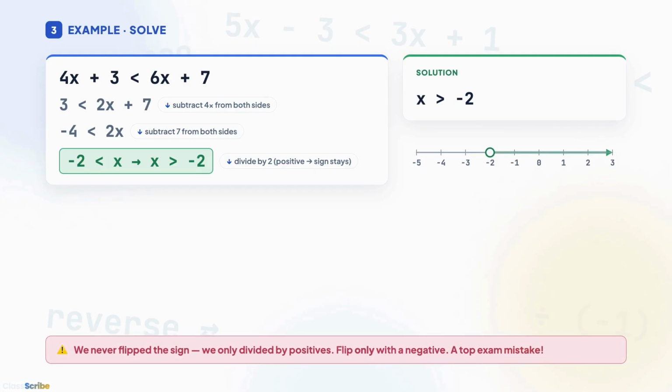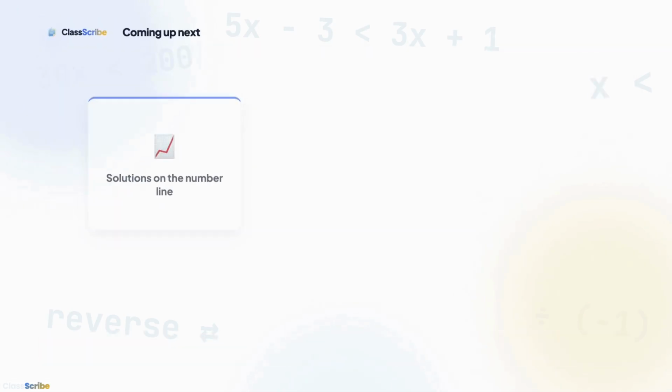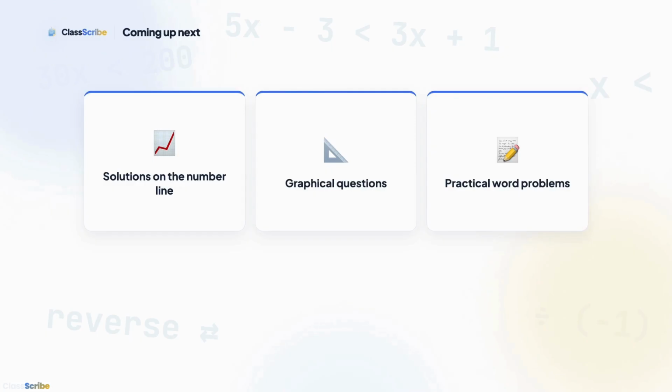Notice that throughout these examples, we never change the inequality sign because we only divided by positive numbers. The sign changes only when a negative number is involved. Remember this carefully because it is one of the most common mistakes in examinations. In the next video, we'll learn how to represent the solution of an inequality on the number line, solve graphical questions, and understand practical word problems based on linear inequalities.